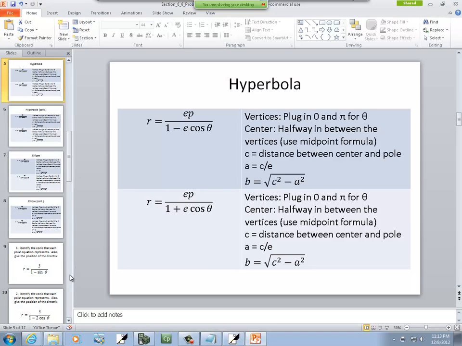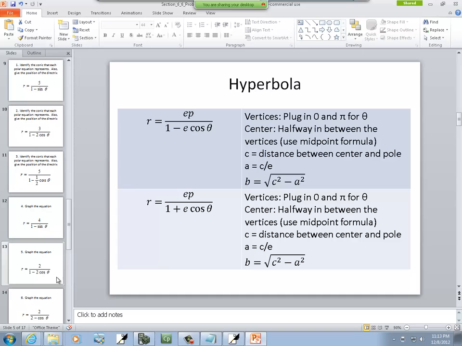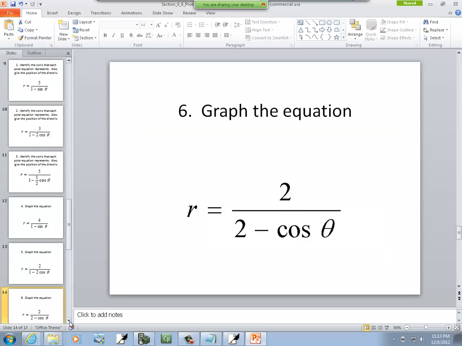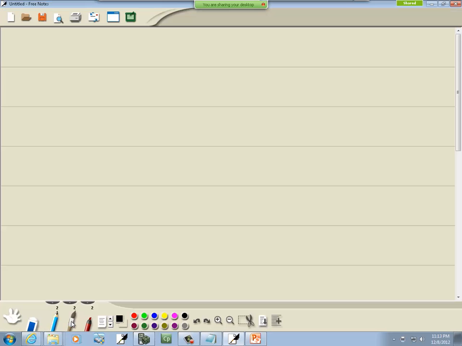I think it's number 6. Yeah, number 6. Okay, so we got r is equal to 2 over 2 minus cosine theta. Well, there's a problem with this one.